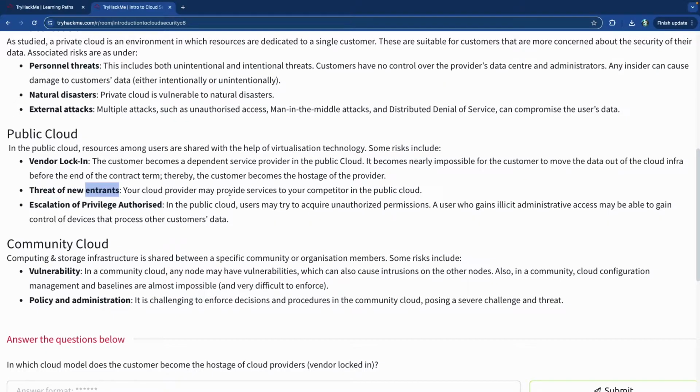Then you have threat of new entrants. So the cloud provider may provide services to your competitor in the public cloud. And an escalation of privilege authorized. In the public cloud, users may try to acquire unauthorized permissions. A user who gains illicit administrative access can be able to gain control of devices that process other customers' data.